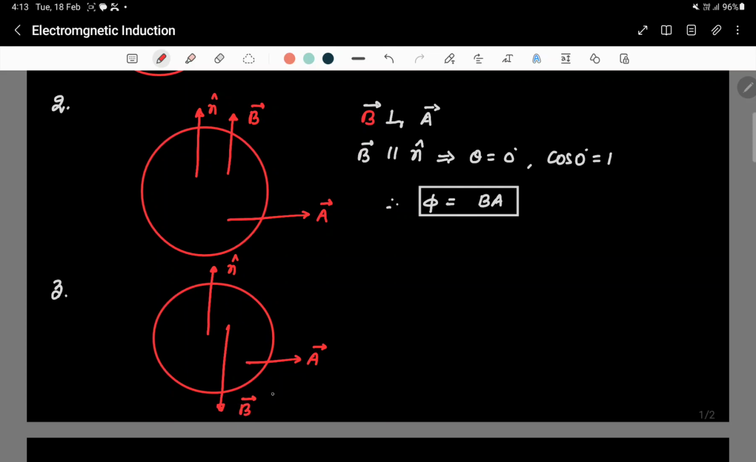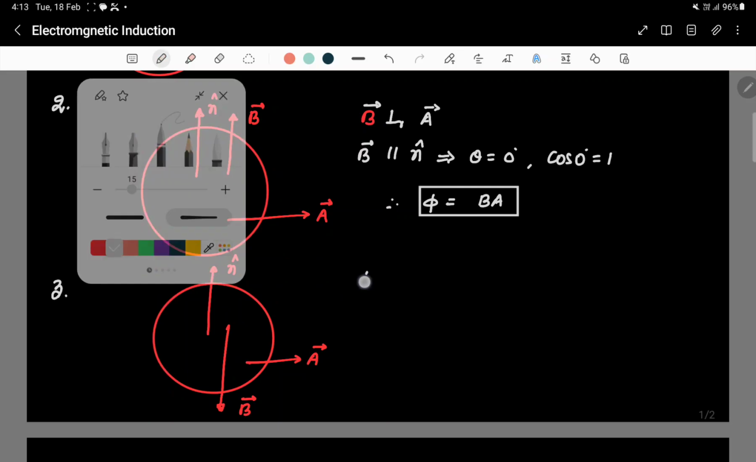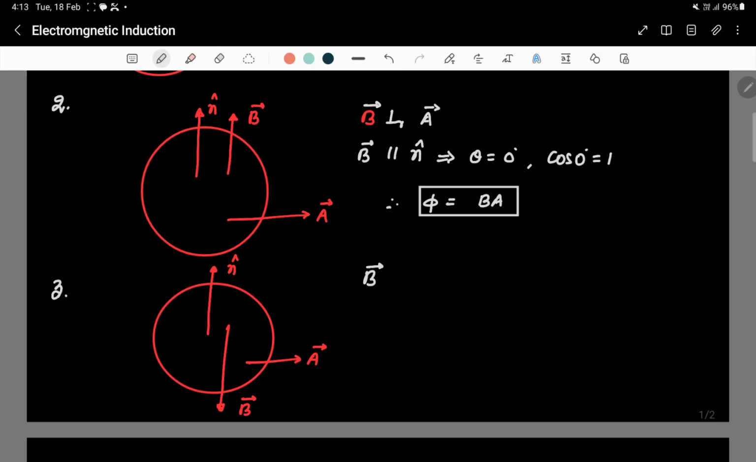Unit vector. If the magnetic field is opposite to that of what? What is the magnetic field here? Opposite to what, beta? Unit vector. Yes, opposite to the unit vector, which means it is anti-parallel. Yes or no? Yes, sir.